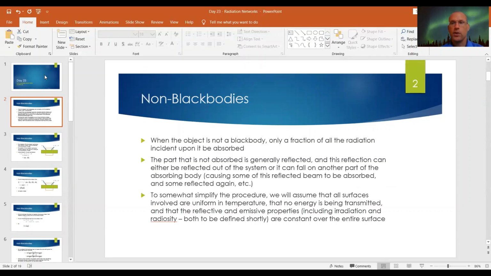To make the situation at least somewhat doable, I want to make some assumptions. We're going to assume that all surfaces are uniform in temperature, so the same temperature everywhere, and the same amount of radiation coming off each part of the surface, assuming everything is radiated equally in all directions. No energy is being transmitted, like I said before. It's only either absorbed or reflected. And these reflective, emissive, and absorptive properties, including something called irradiation and radiosity, which we're going to define in less than a minute, are also constant over the entire surface, so again the same amount is coming from every part of the body.